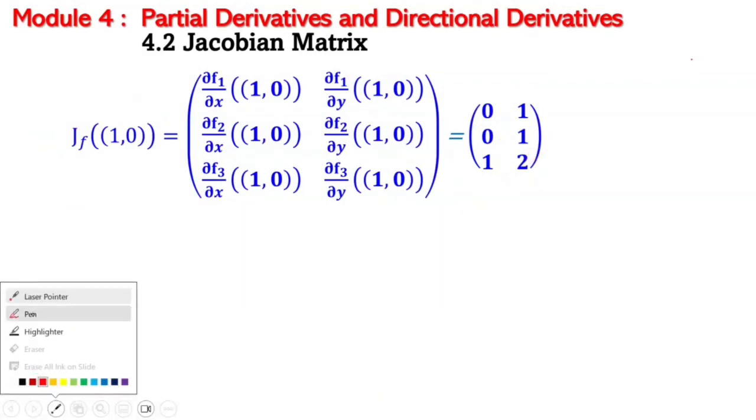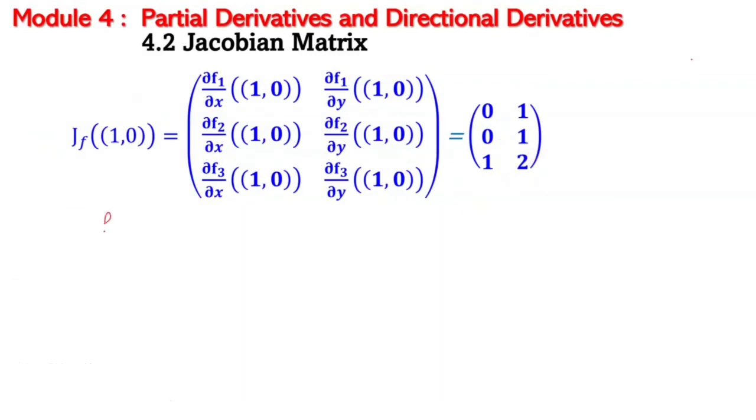Again, check it. We have f from R^2 to R^3, so the Jacobian of f at any point, such as (1, 0), will be 3 by 2. Our matrix here is 3 by 2, so it's correct.